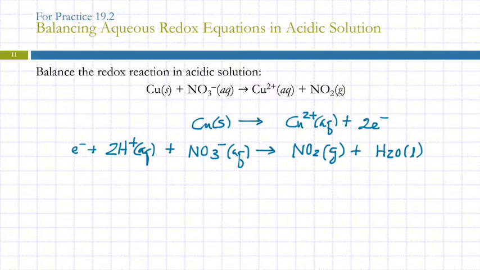Then we need to make the number of electrons the same. Well, the first half reaction has 2 electrons, the second only has 1. So we're going to multiply all the coefficients here by 2.